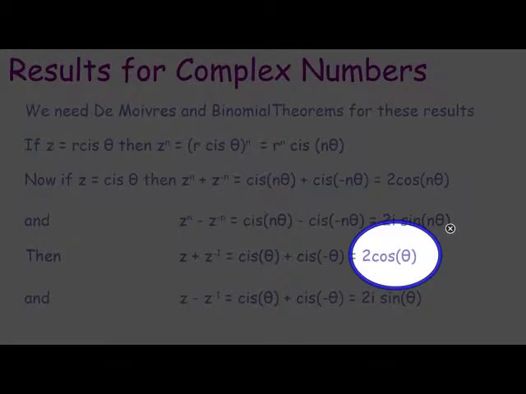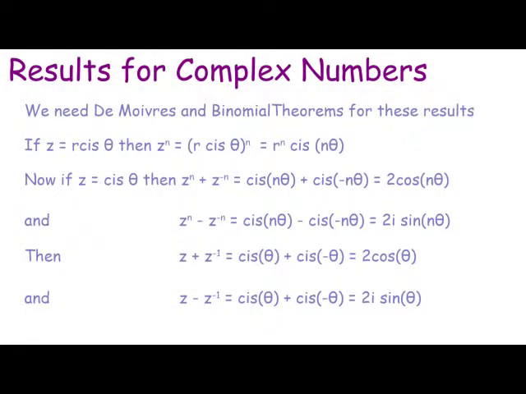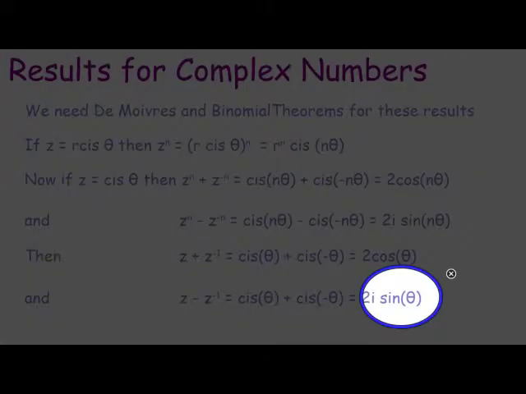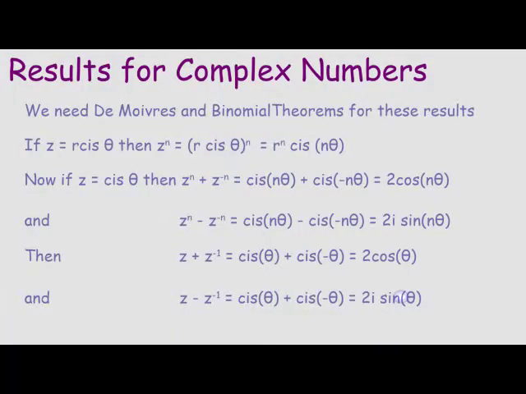We also need z minus z to the minus 1. You can see here, this is the 2i sine theta. So when we do that substitution, we're going to have a 2i in front of the sine theta, so we need to watch that. Let's have a quick look at the next page.